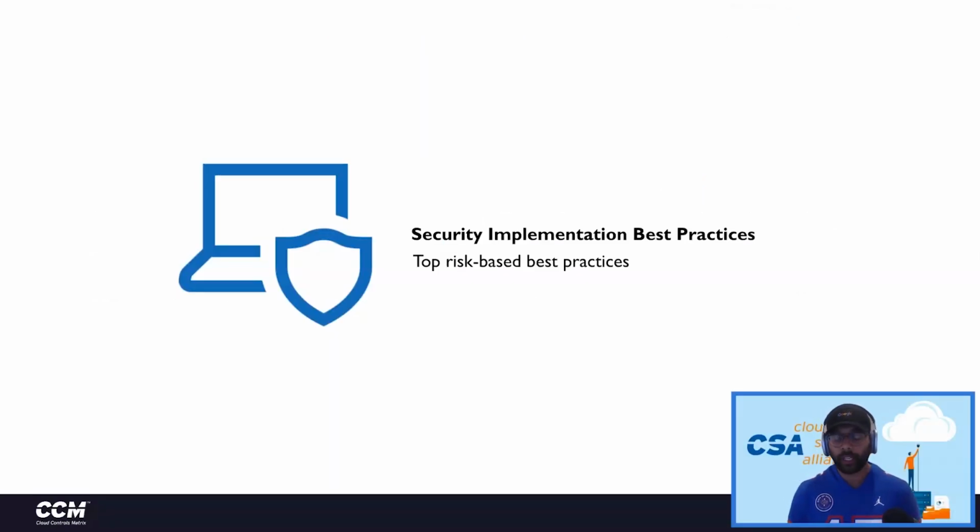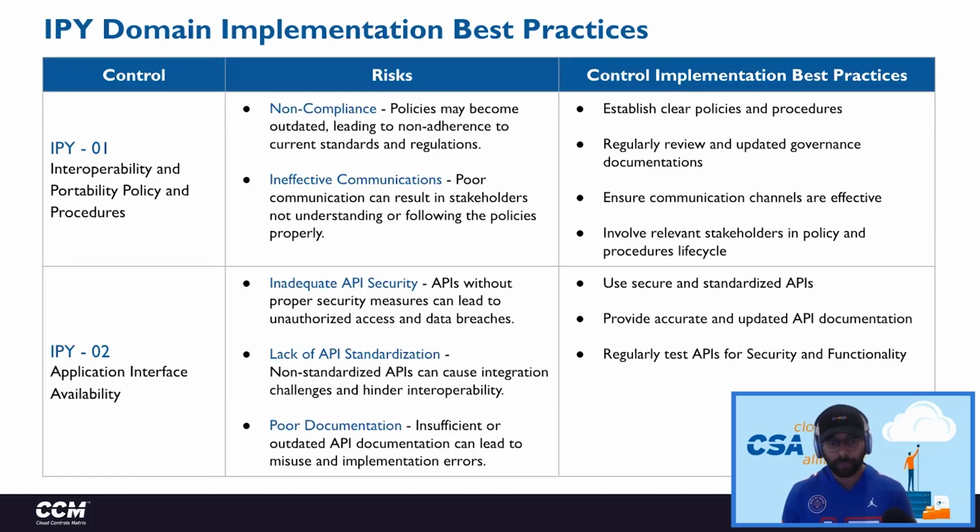Now we're going to look into the security implementation best practices, where for each of the controls we will compare the top risks and the top control implementation best practices that can help us mitigate those inherent risks. If you look at the first control, IPY policies and procedures, the top key risk we can think of is non-compliance and ineffective communication. Non-compliance, in the sense that policies may become outdated, leading to non-adherence to current standards and regulation. As we know, compliance is one of the key areas in any InfoSec program, so we definitely need to make sure that we have mitigating controls for this particular risk. The second one is ineffective communication.